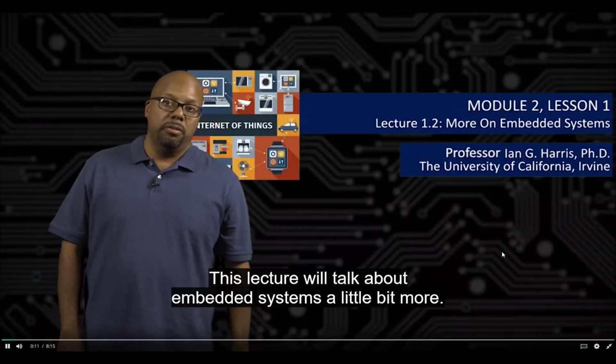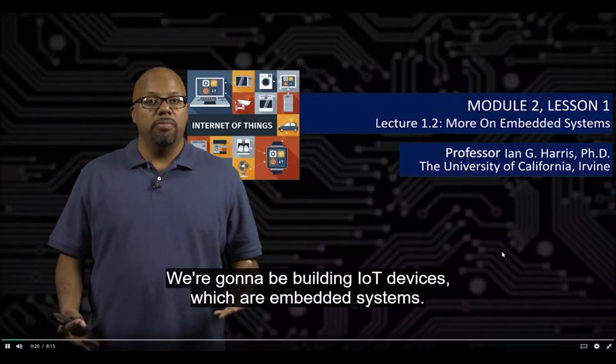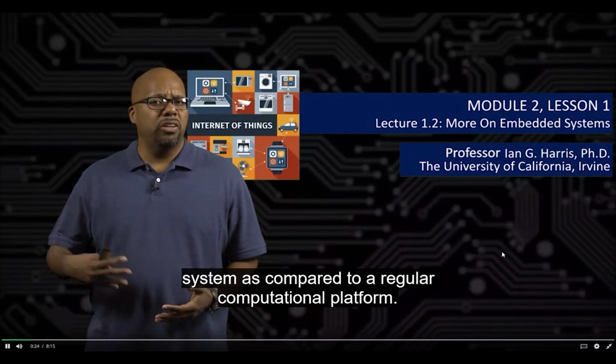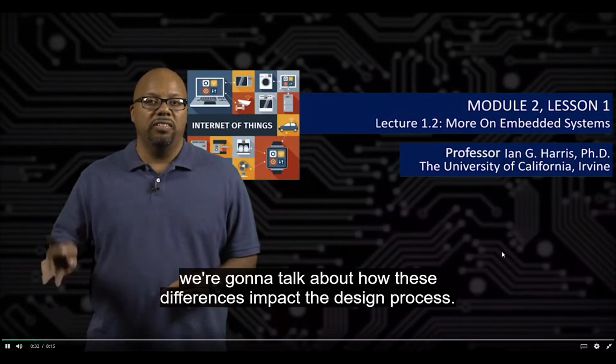In this lecture, we'll talk about embedded systems a little bit more. We'll talk in more detail about how they're designed. Since that is the point of this course, we're going to be building IoT devices, which are embedded systems. So we're going to talk about differences in how you would design an embedded system as compared to a regular computational platform. And some of this we've talked about in the last module, but we're going to talk about how these differences impact the design process.